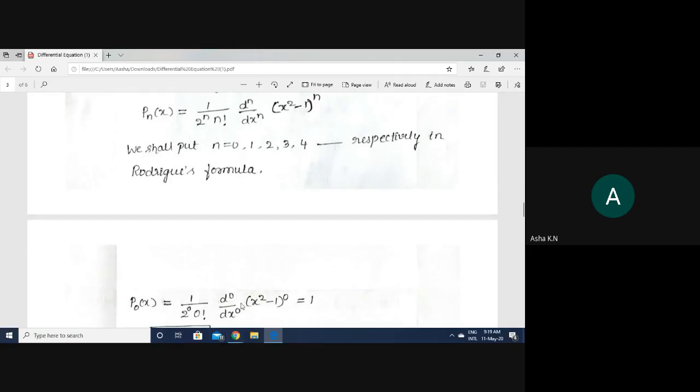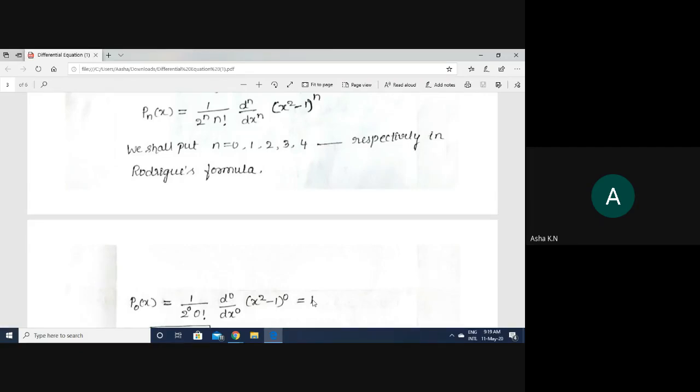So we are not differentiating this term. D power 1 by dx power 1 means 1 time differentiation, but this is 0. That means we are not differentiating this term. So x square minus 1 whole power 0 is 1. 2 power 0 is 1. 0 factorial is 1. So P naught of x is 1. Okay, P naught of x is 1.